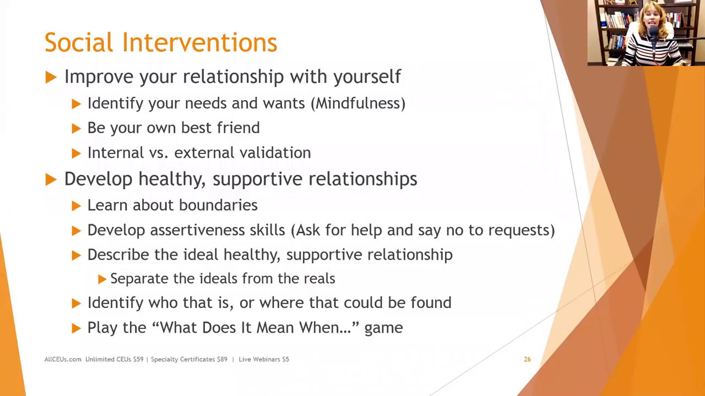Encourage people to identify who would be a good partner in supportive relationships. I'm not necessarily meaning romantic, I'm meaning friends, and where they can be found. Where would you find people that you could be friends with? And encourage them to play the what-does-it-mean-when game, because a lot of times, again, this goes with mind reading. What does it mean when your friend doesn't return your text right away? What does it mean when your friend cancels dinner on Friday night? What does it mean when? You see where I'm going with this.